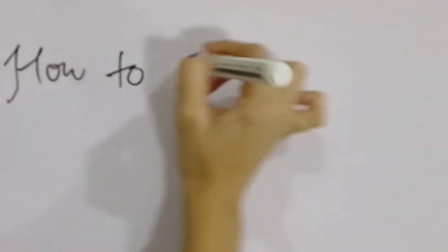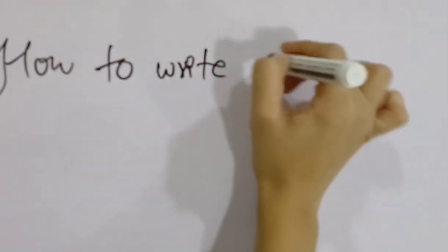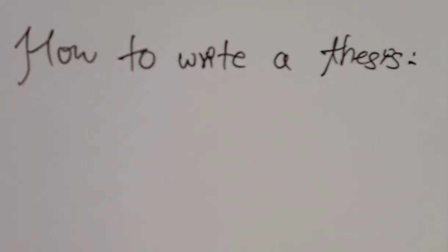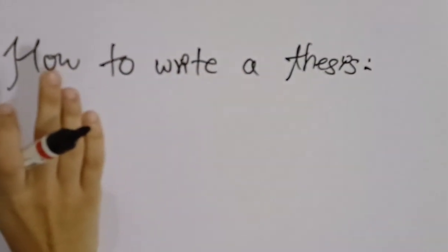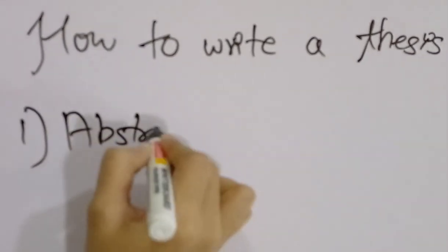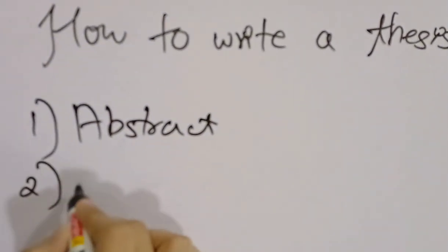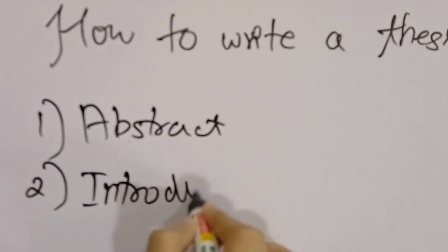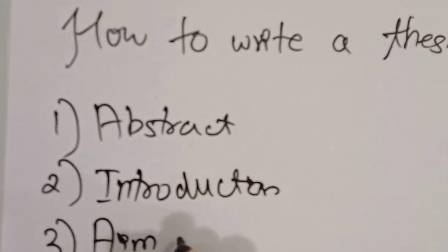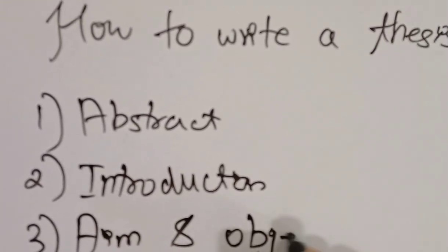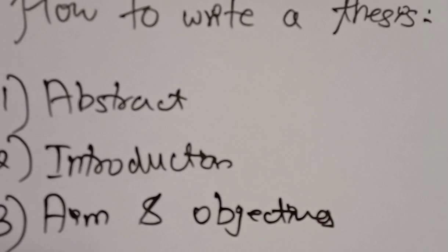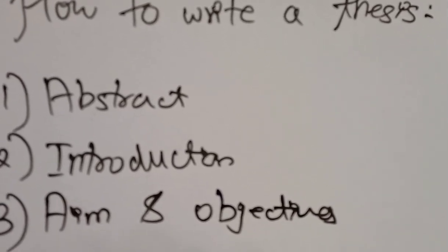So I want to tell you how to write a thesis. Basically there are total 10 parts of thesis. First is abstract. Then there is introduction. Then there will be aim and your objectives. Fourth will be your review of literature.